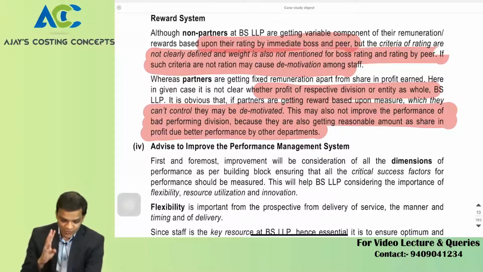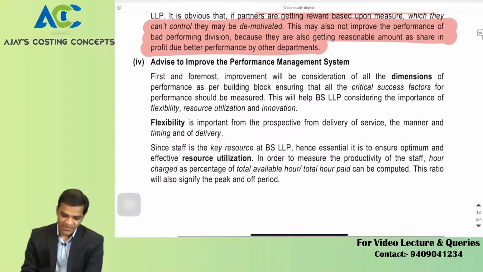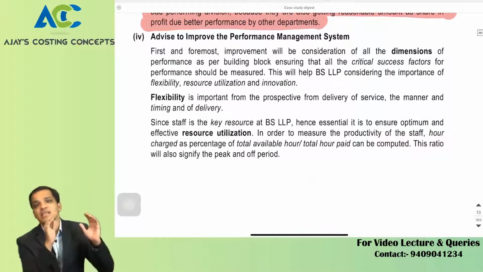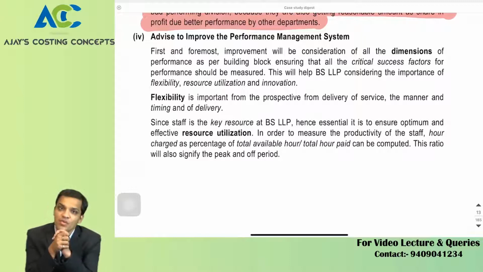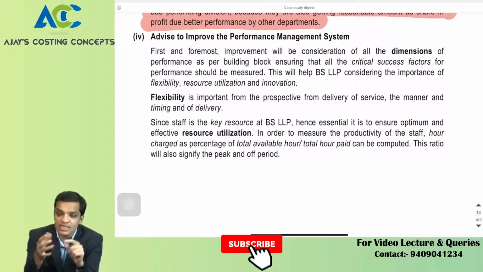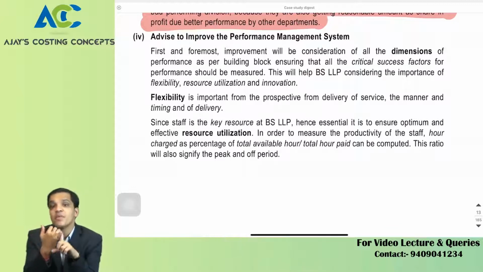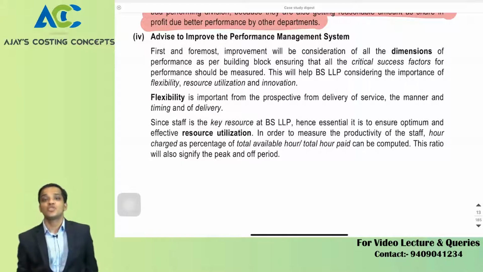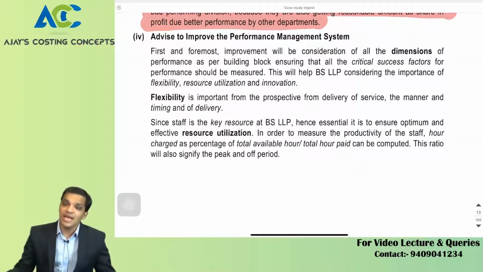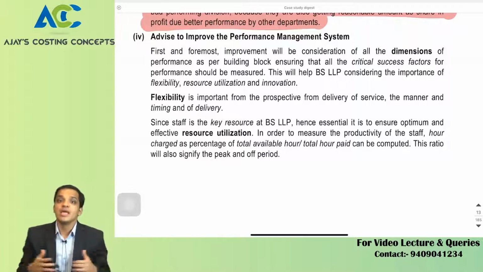Now, what is the fourth point? How will you advise? We shall advise that, as the information provided in the question is lower, the first thing we would advise is that there should be information regarding flexibility, resource utilization, and the innovation that you are bringing. The reward should also be clear, controllable, and more motivating.